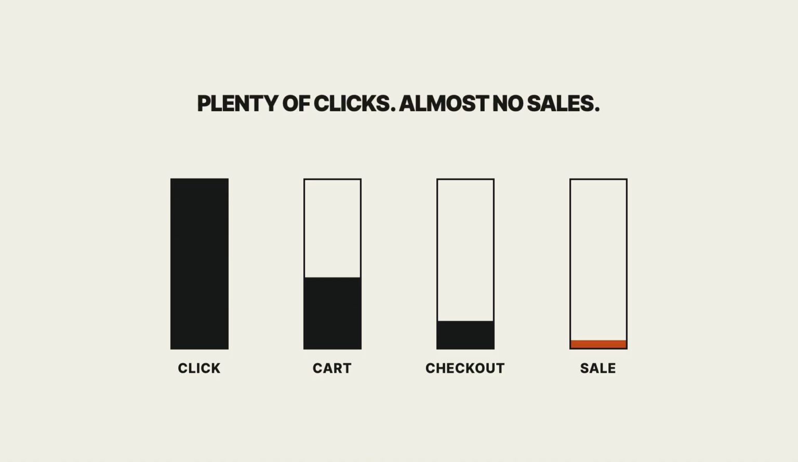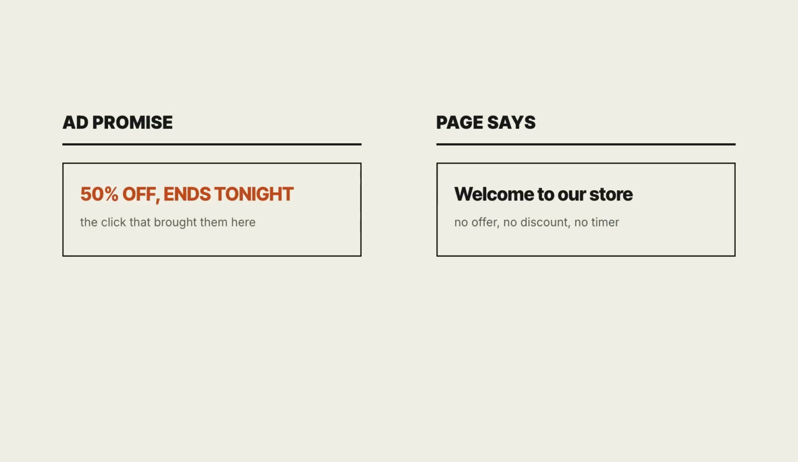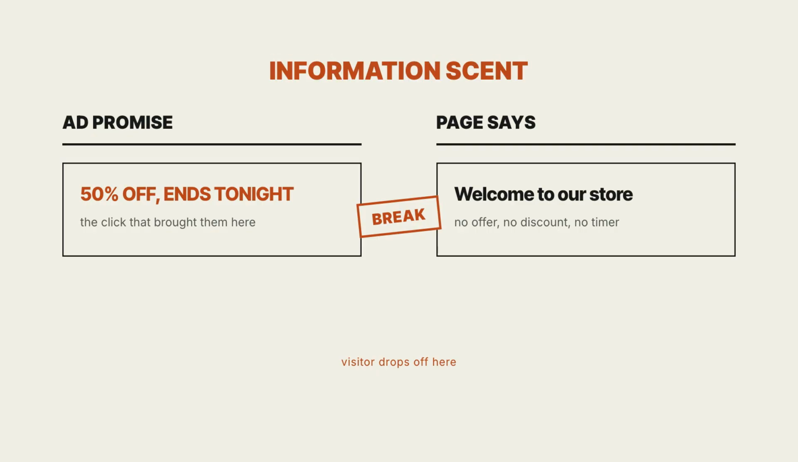Now the trap almost everyone falls into, plenty of clicks, almost no sales. It feels like a CAC problem. It usually points past the ad, to the landing page, to one specific thing. Does the page say what the ad promised? When it does not, people leave within seconds. There is a name for this: information scent. The moment a page stops matching the reason someone clicked, they are gone.